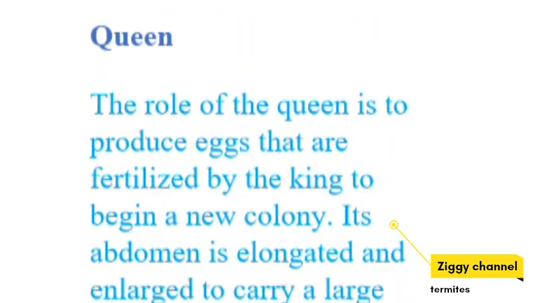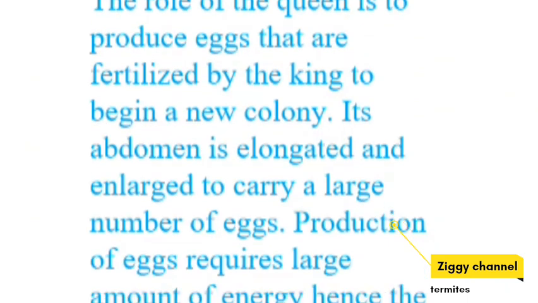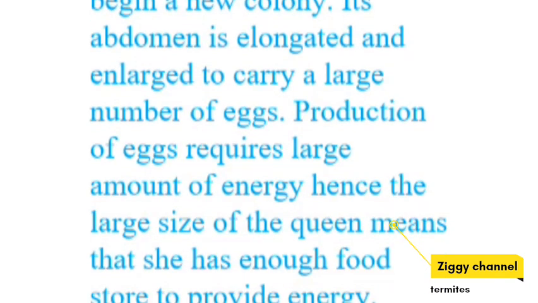Queen. The role of the queen is to produce eggs that are fertilized by the king to begin a new colony. Her abdomen is elongated and enlarged to carry a large number of eggs. Production of eggs requires a large amount of energy, hence a large size of the queen means that she has enough food stored to provide energy.